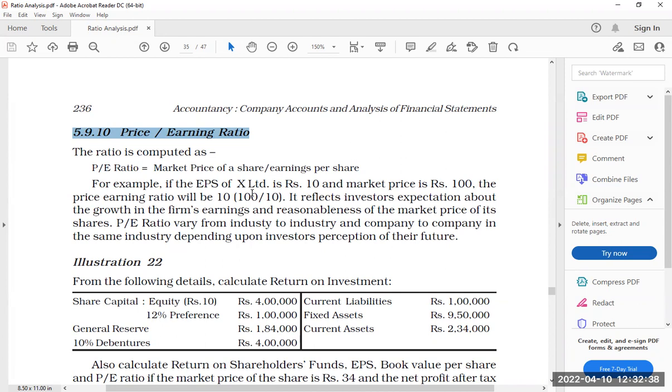Another case, same example. 1,800 rupees I spent to buy the share. I bought it and waited for 1 year. I'm getting 1,800 rupees as EPS. That time your PE ratio is 1. So now you tell me which is good, a higher PE ratio or a lesser PE ratio? Higher is good? Lesser.